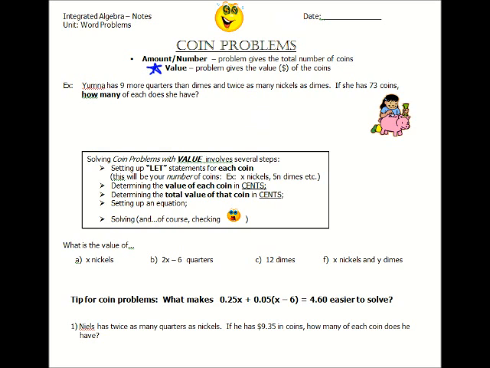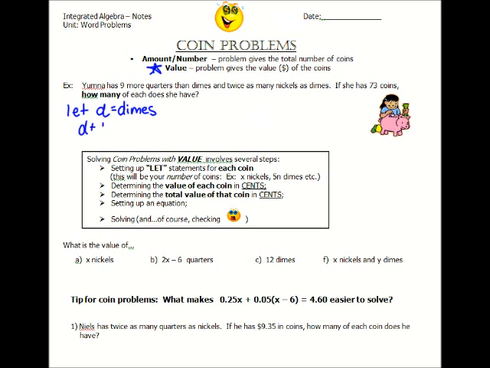The first one, Joyce has 9 more quarters than dimes and twice as many nickels as dimes. If she has 73 coins, how many of each does she have? So what do we know the least about? We know the least about dimes. So I would let D equal dimes. And then I know she has 9 more quarters than dimes.